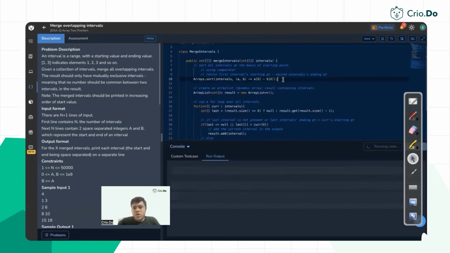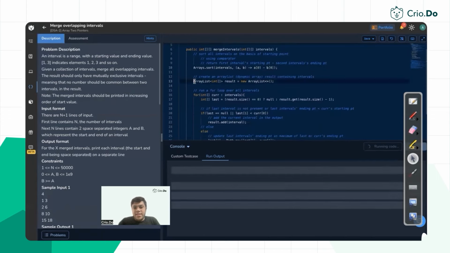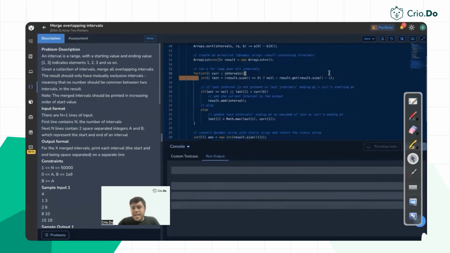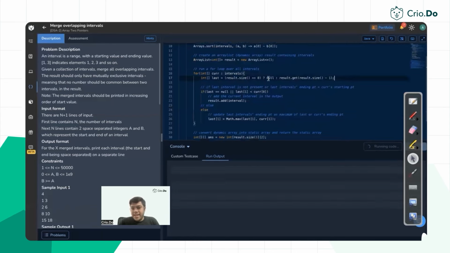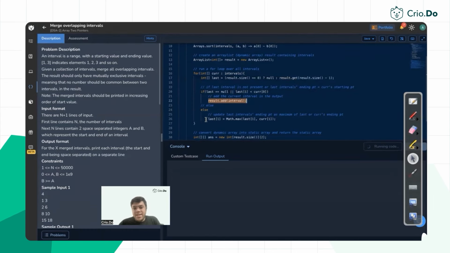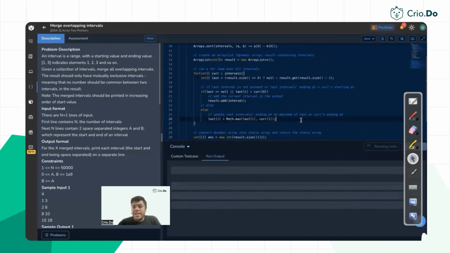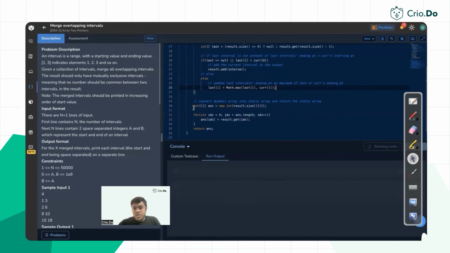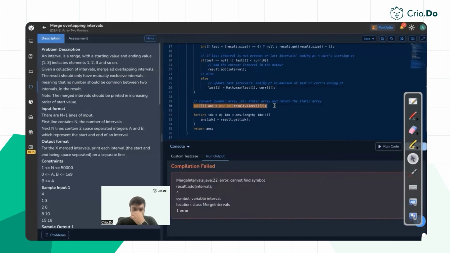So first of all, we are sorting all the intervals based on starting point. Then we are having an array list. Then we are running a loop over all the intervals. We are getting the last interval. If the last interval does not exist, take it as null. Otherwise, take it at the last index. If the last interval does not exist, or it is not overlapping, then what we have to do? We have to just simply add the current interval. That's it. Otherwise, update the last interval's ending point as the maximum of both the values. So this is also working fine. I think it should work fine. We have created an array of answers, and we are just storing all the values.